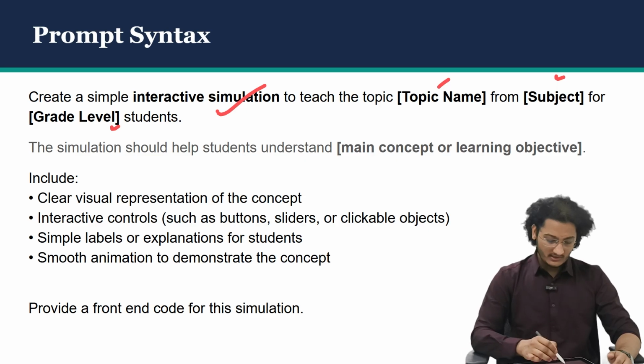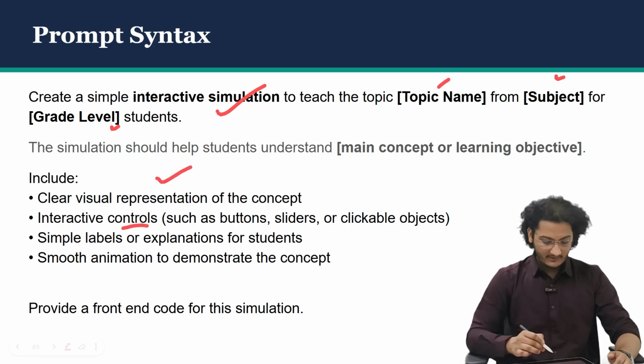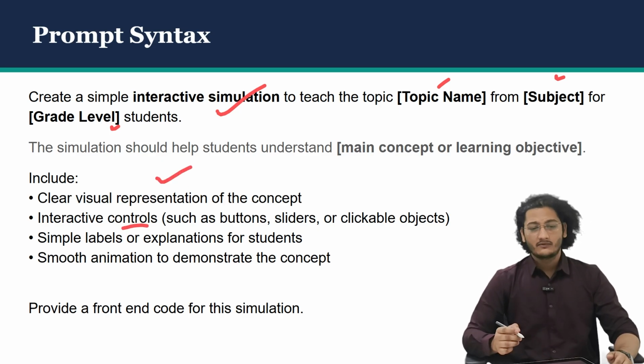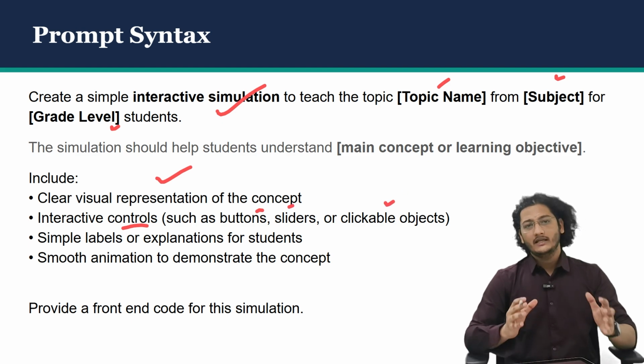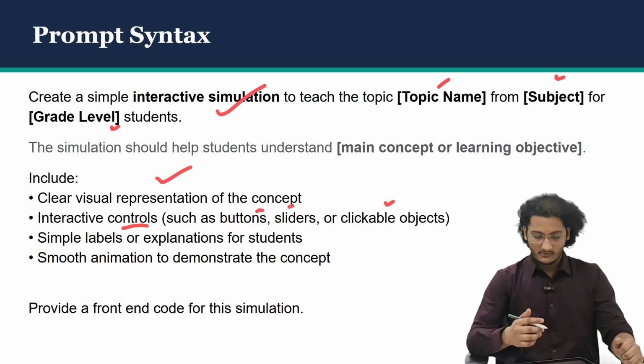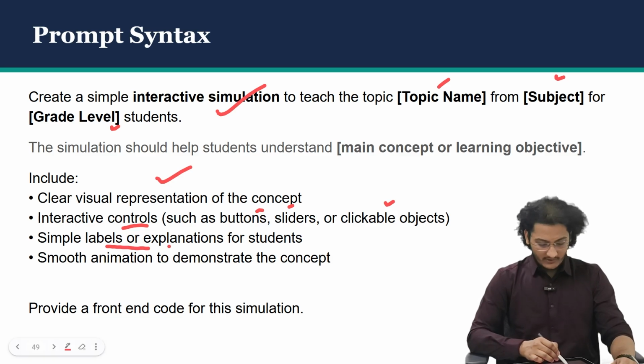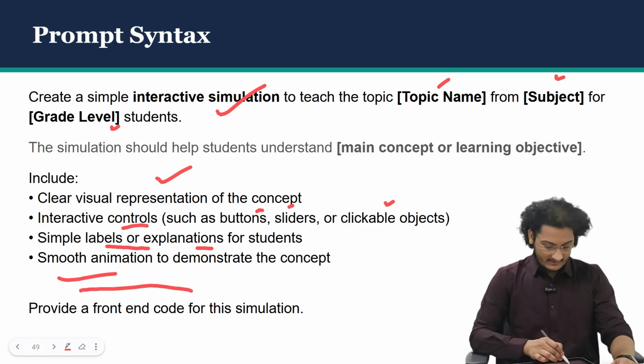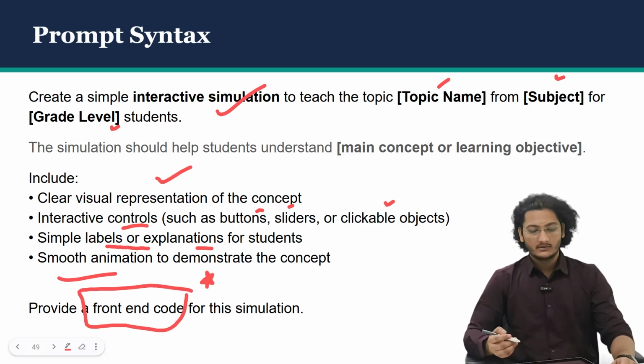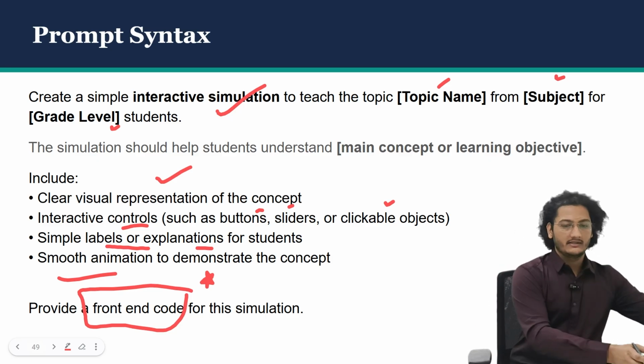So this simulation must include clear visual representation and interactive controls. You want buttons, you want sliders, you want things to be clicked. So if you have any particular idea, you can type that also. We want simple labels and explanations as well, and smooth animation. And this is the keyword that you must include: provide front end code. Let's see how we can generate this content.